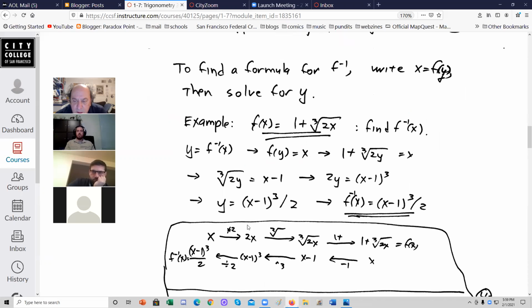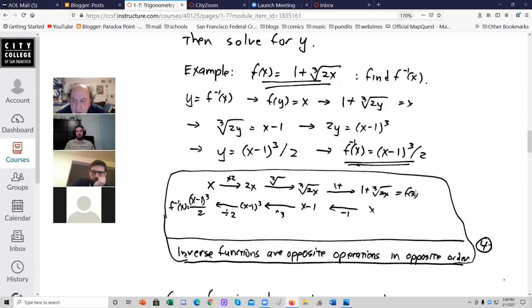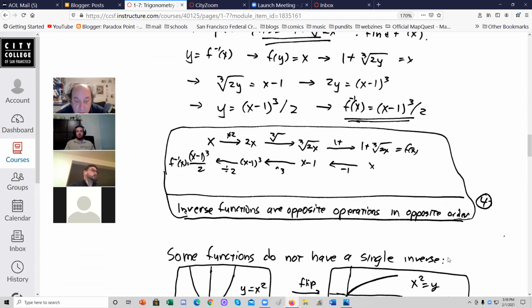Now if you look at these things, here's what happens. If you look at f of x, you start with x, then you double it, you take a cube root, and you add 1, and that's f of x. For f inverse, you start with x, you subtract 1, then you cube it, and you take half. Times 2, divided by 2, cube root, cube, plus 1, minus 1. These inverse functions are opposite operations in opposite order. So they undo each other.